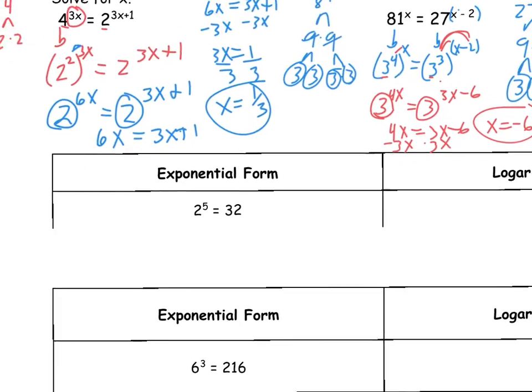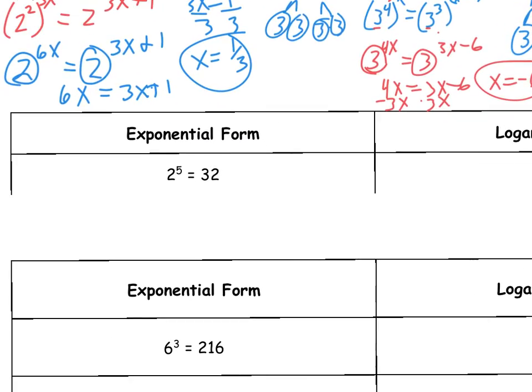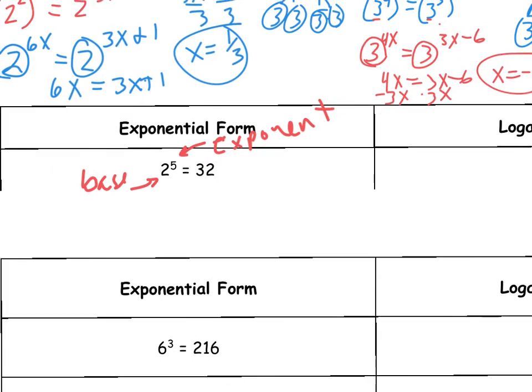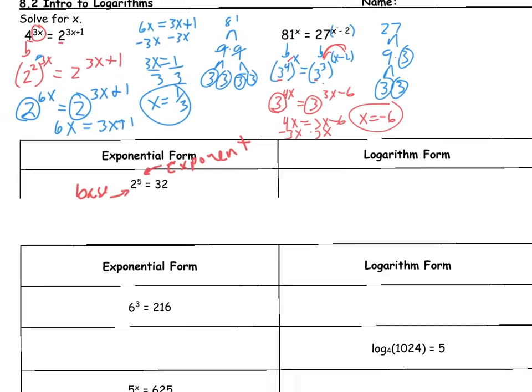Now on to 8.2. Intro to logarithms. We got to be able to go from exponential form. Now, there's no variable in the exponent here, but this is what we consider an exponential equation because it's 2 to the 5th power. That's my exponent, and 2 is my base. Those are the two main things to setting up your logarithmic equation.